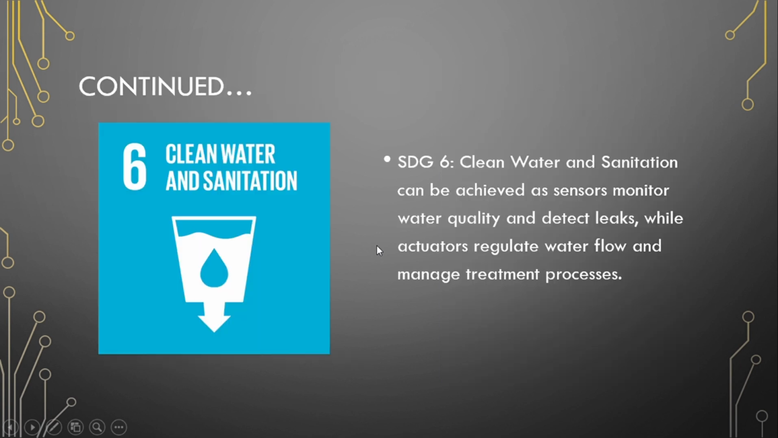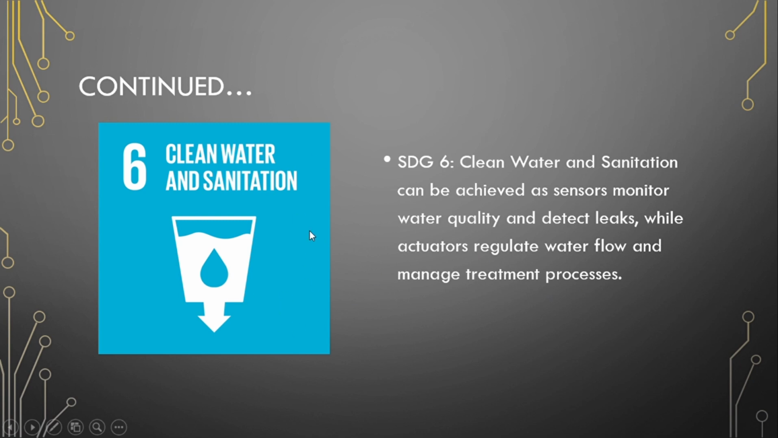And the next SDG is SDG 6, which is clean water and sanitation, also achieved by using sensors. Sensors implanted in water plants can monitor water quality and detect water leaks at any point. Actuators can regulate the water flow, and treatment processes are managed by the actuators as well. So SDG 6 is also achieved by using sensors.